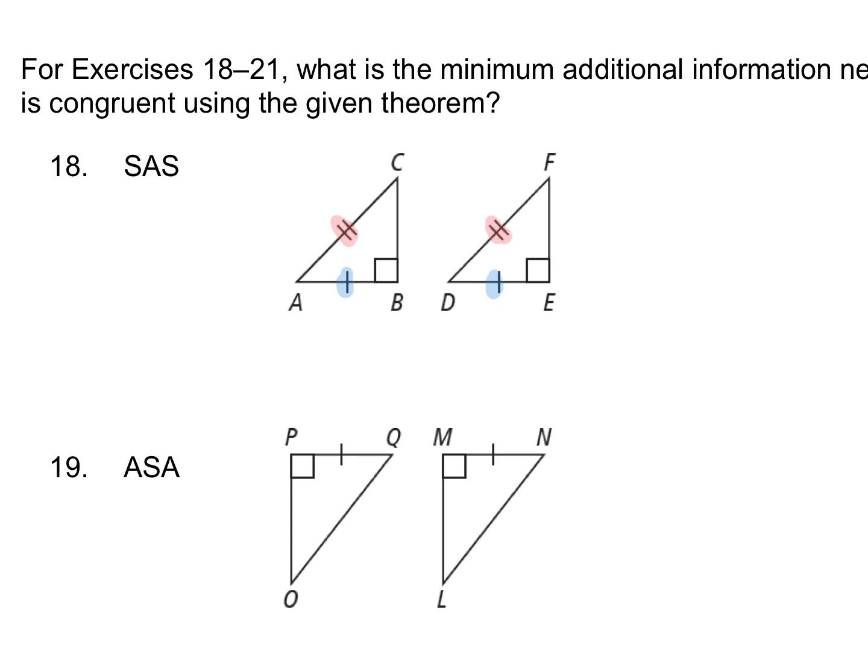So if angle A was congruent to angle B, now we have side, angle, side. So it says what minimum additional information is needed. We would like angle A to be congruent to angle D. Then we could use side, angle, side.